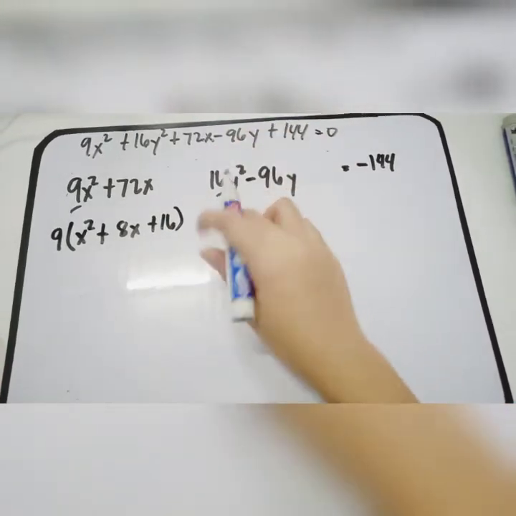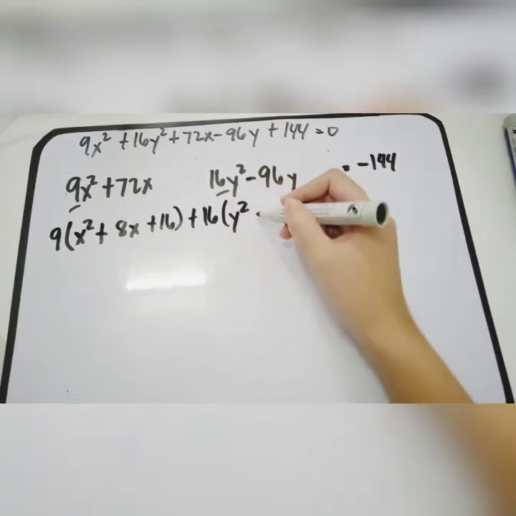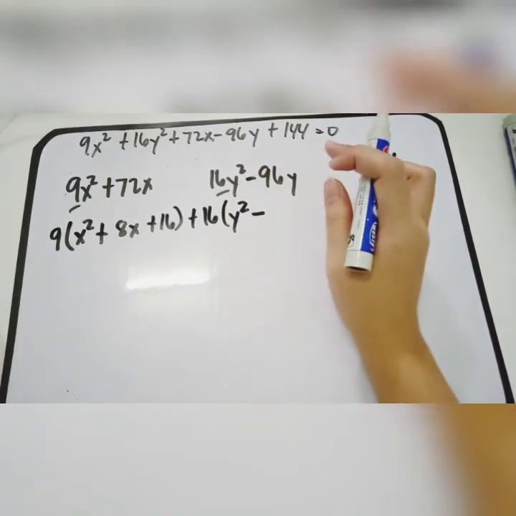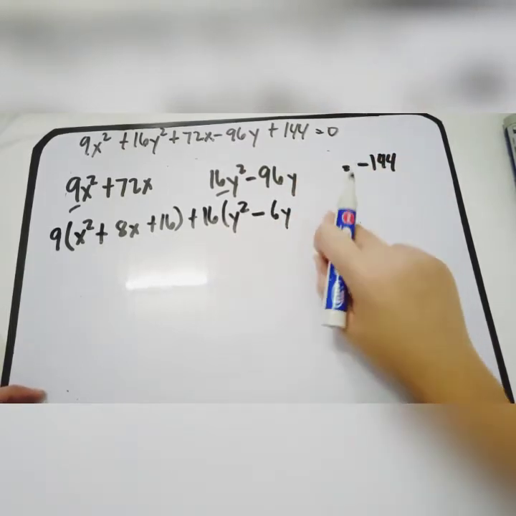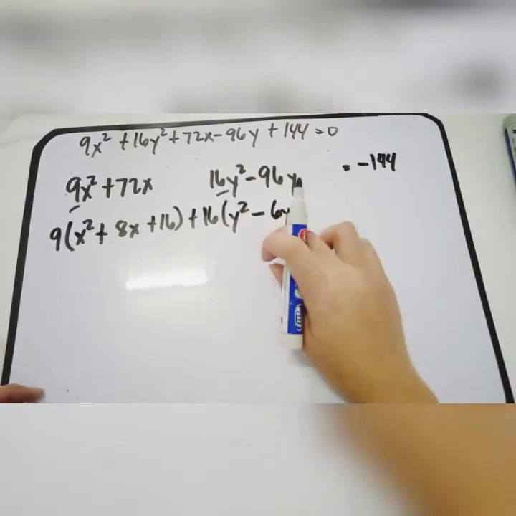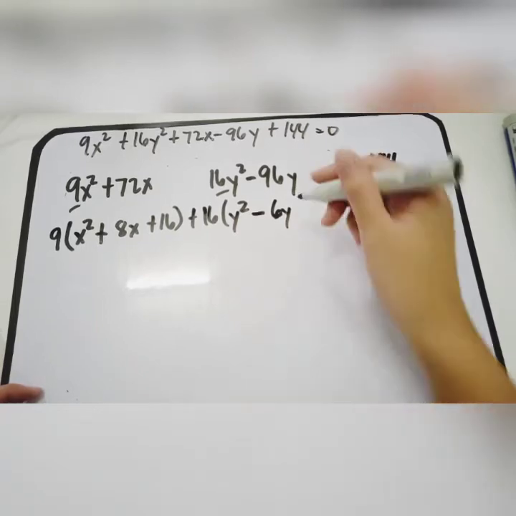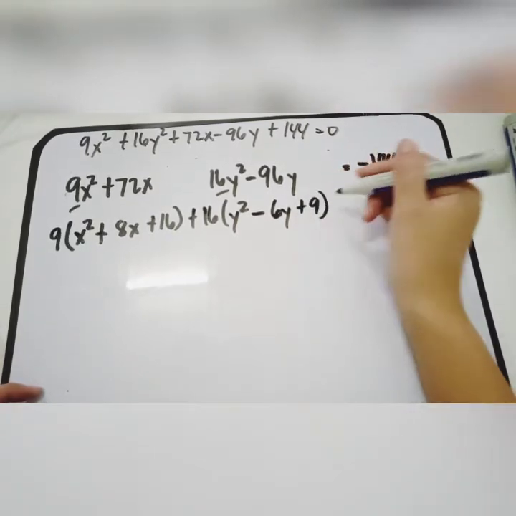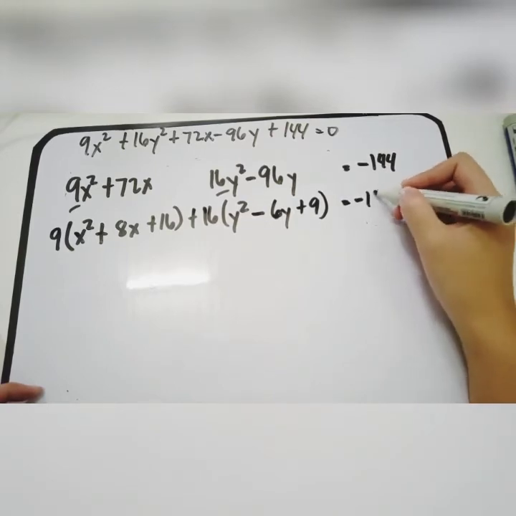Okay, next, factor out natin si 16. So, plus 16y squared minus, so 96 divided by 16 is equal to 6y. So, to get the third term, divide the second term by 2 and then square. So, negative 6 divided by 2 is equal to negative 3. And the negative 3 squared is equal to positive 9. Okay? Is equal to negative 144.